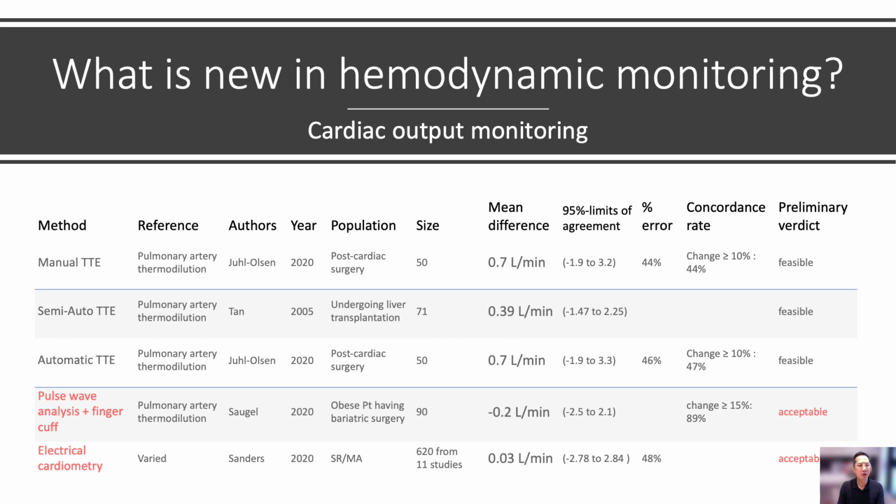Lastly is electrical cardiometry. So this is again a systematic review and meta-analysis. They concluded from 620 patients from 11 studies, although the references varied, that the mean difference is pretty good. However, they didn't use any concordance rate in this study. So I would say the last two methods are relatively stable and acceptable.